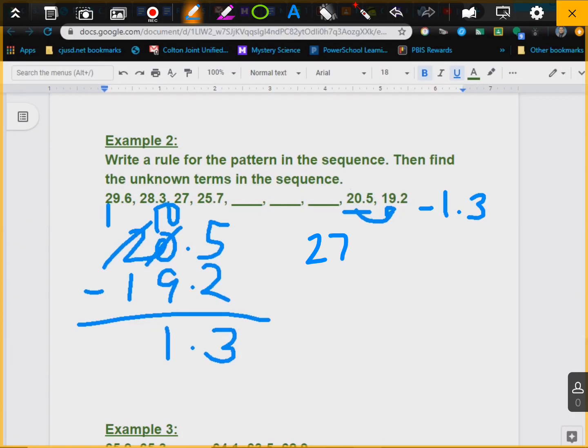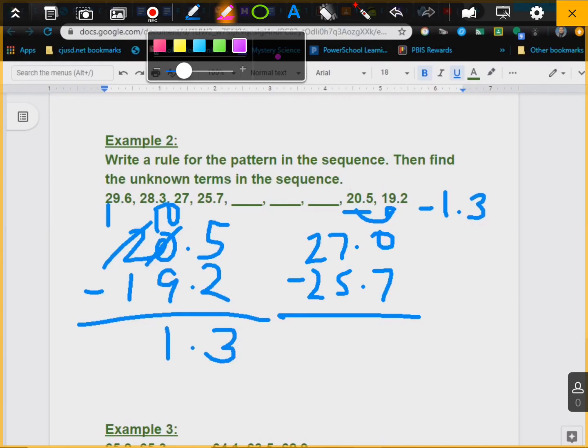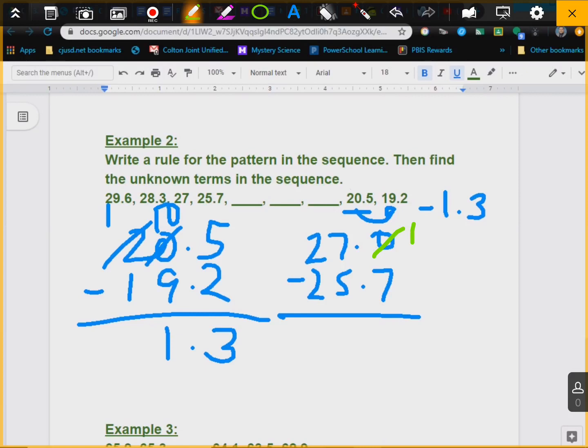Let's do 27 minus 25.7. We have to add a 0 there, and just know that any whole number has an invisible 0 after the decimal. Sometimes they just don't show it. Let's go ahead and subtract. Change the 0 to a 10, 7 to a 6. 10 minus 7 is 3. 6 minus 5 is 1. So it's 1.3. We know that it is decreasing by 1.3 every single time.